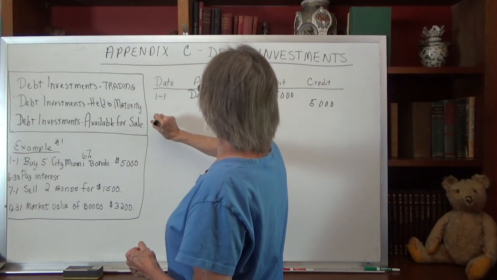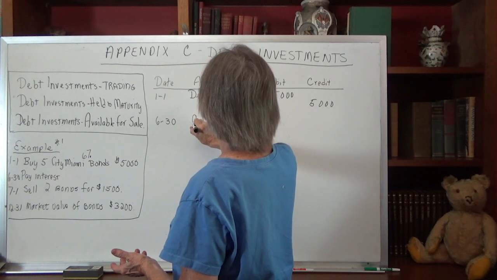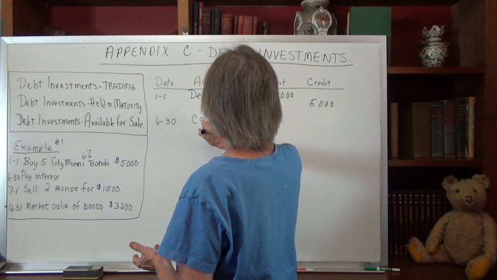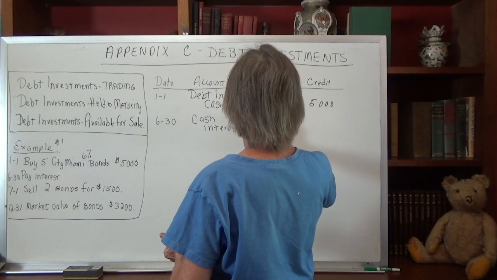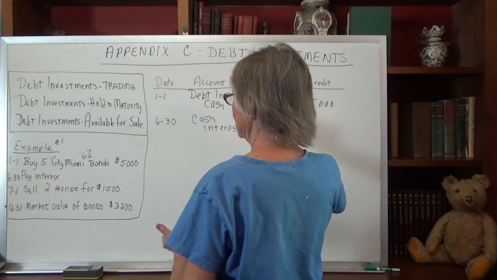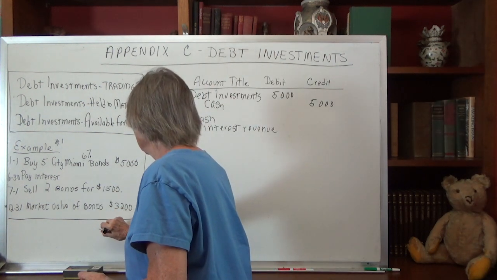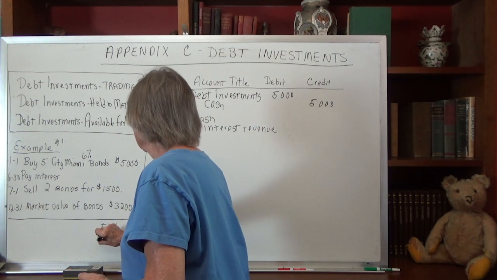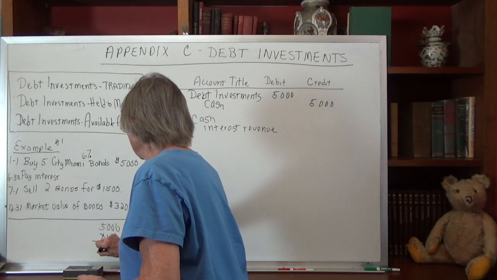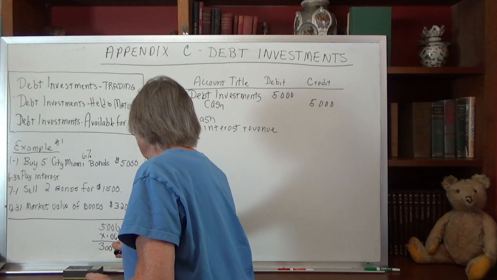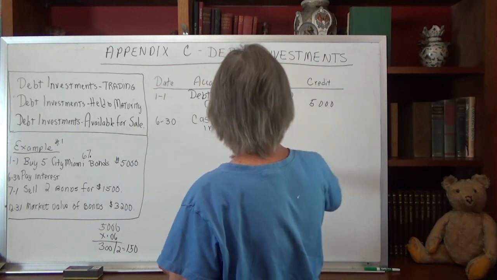Then when we pay the interest, we're going to be receiving some cash and booking interest revenue. Figuring the amount is just the way we did it before. We're just going to go the 5,000 bond times 6%. That would be $300 annually, but because there are two payments, we'll receive $150 each time.